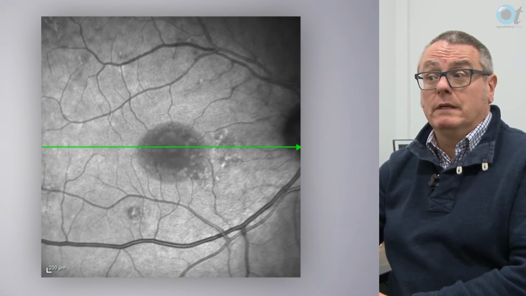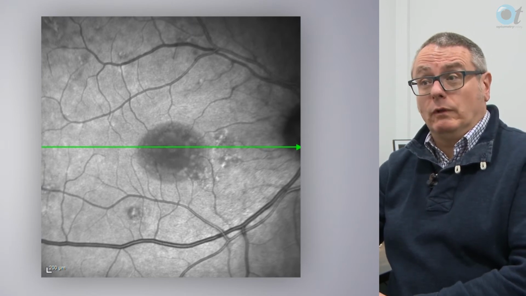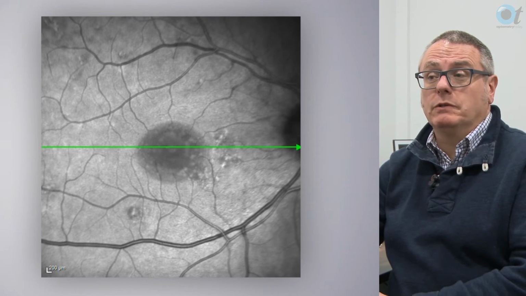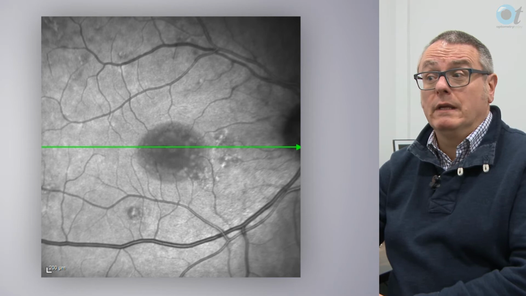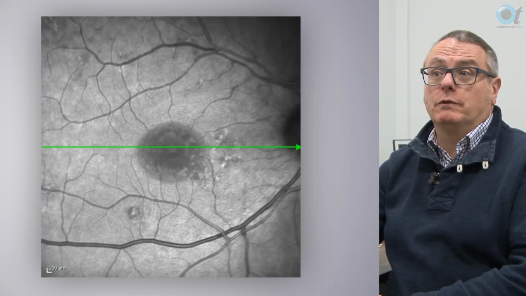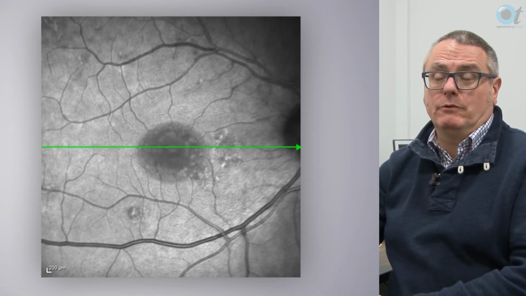Now, there's a clearly circumscribed oval lesion visible, which is likely to be an area of serous elevation, so subretinal fluid, and there's mottled absorption of the infrared light, which is likely to be RPE pigmentary change.